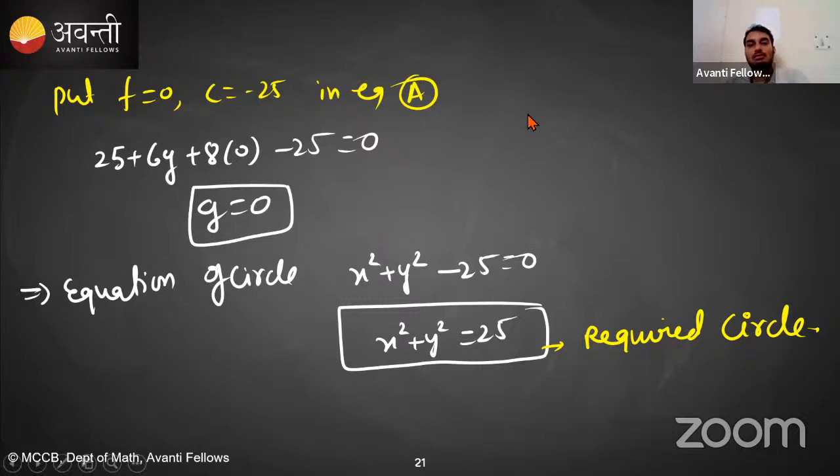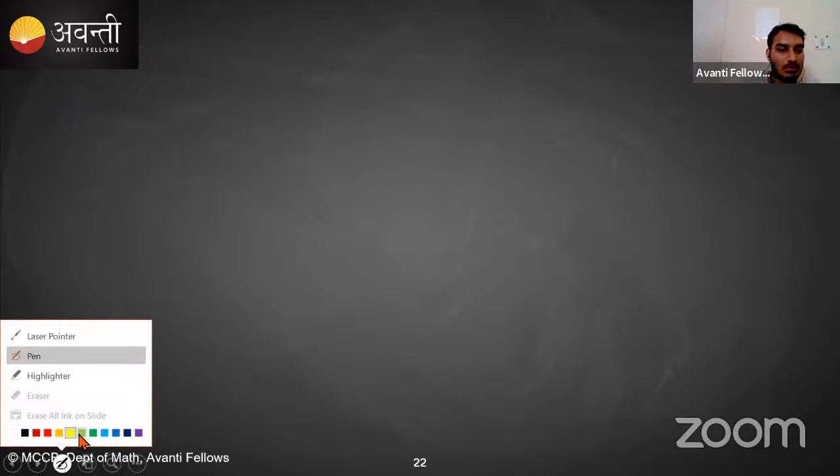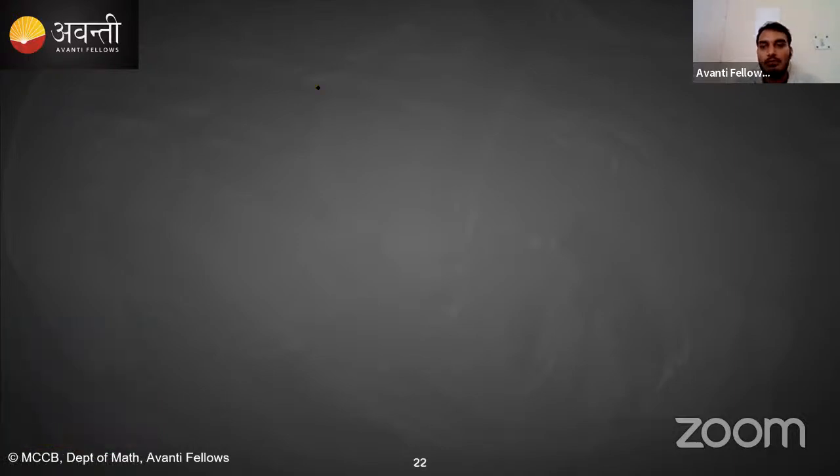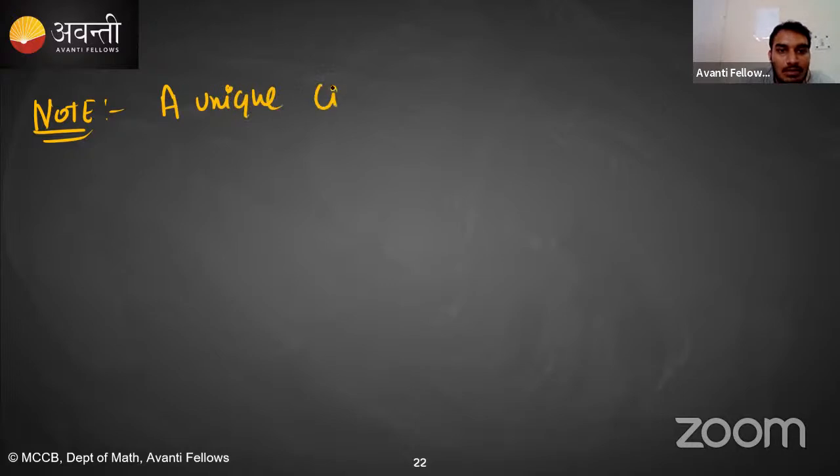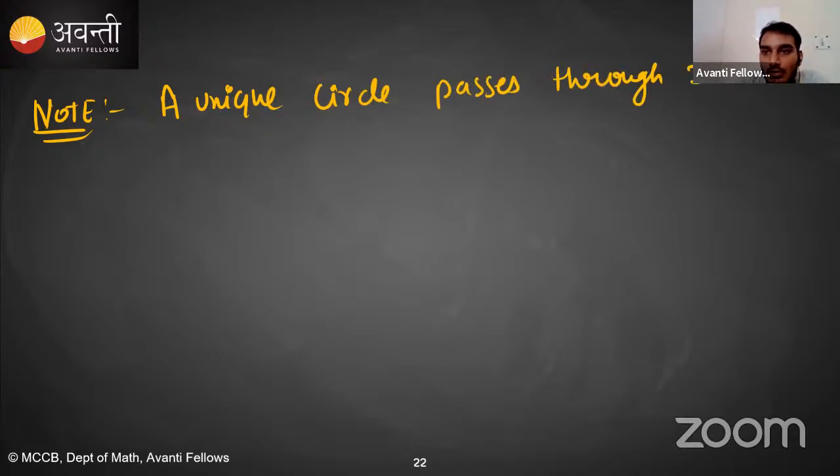Okay, so there is one important note you should remember. On the basis of this question, you can say that a unique circle passes through three non-collinear points.